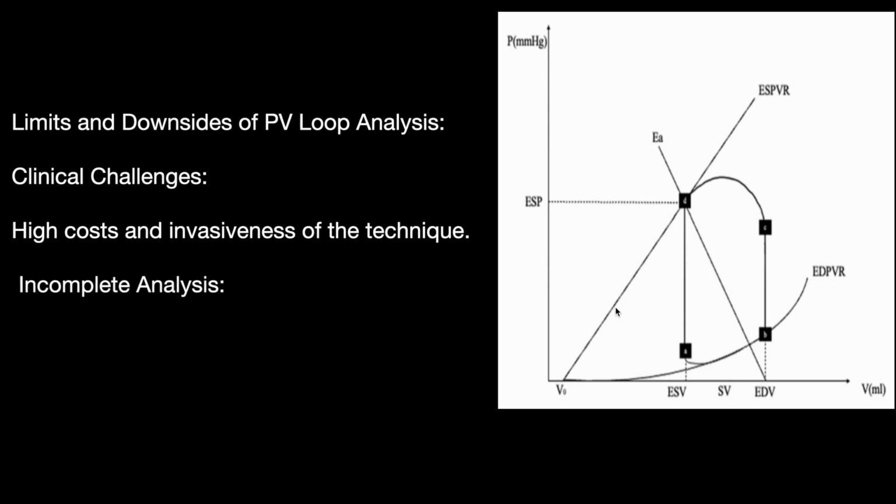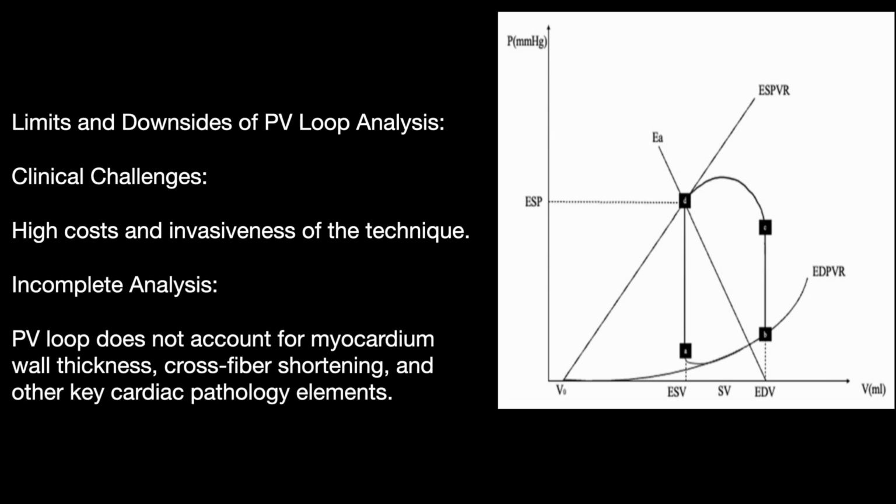It has high cost and invasiveness, and I do get an incomplete analysis because the PV loop does not account for the myocardial wall thickness, the cross fiber shortening, and other key cardiac pathological elements. So, unloading effects related to mechanical circulatory support: we will discuss the circulatory supports and how they impact it.